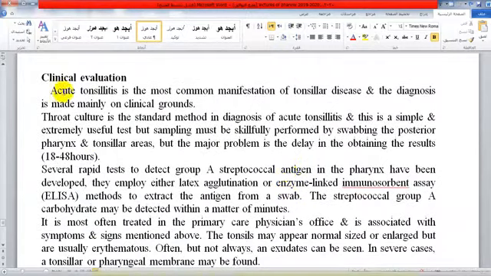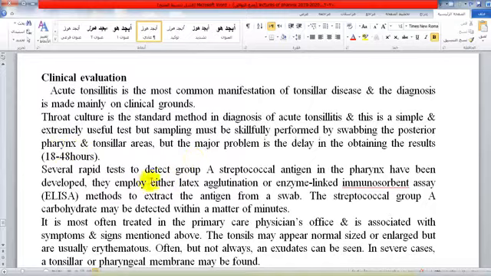Clinical evaluation. Acute tonsillitis is the most common manifestation of tonsillar disease, and the diagnosis is made mainly on clinical grounds. Throat culture is the standard method in the diagnosis of acute tonsillitis, and this is a simple and extremely useful test, but sampling must be skillfully performed by swabbing the posterior pharynx and tonsillar areas. But the major problem is the delay in obtaining the results, 18 to 48 hours.